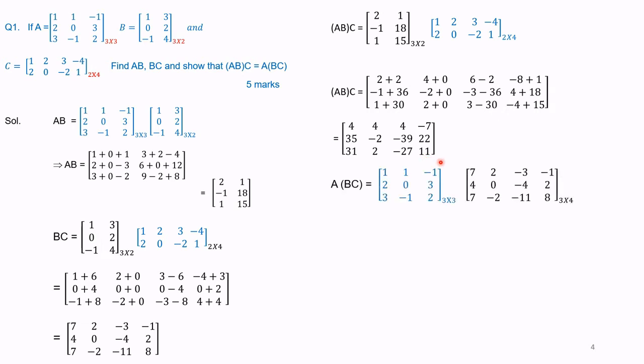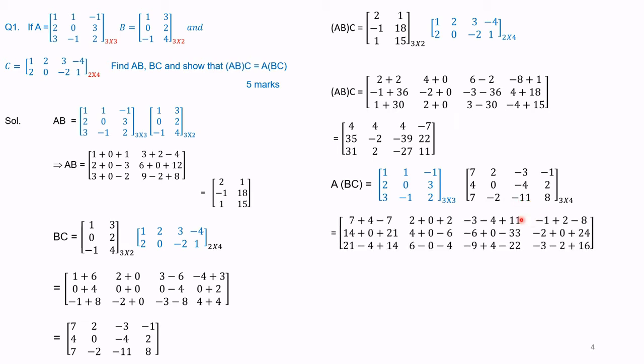Next step is A into BC. We have to find it on the right hand side. A, the given matrix, is written here: 1, 1, minus 1, 2, 0, 3, 3, minus 1, 2. See, this is 3 by 3, that is 3 rows and 3 columns. BC we have found here: 7, 2, minus 3, minus 1, 4, 0, minus 4, 2, 7, minus 2, minus 11 and 8.